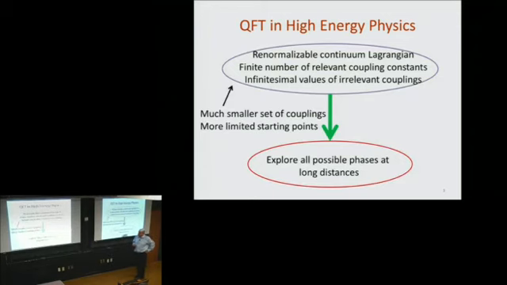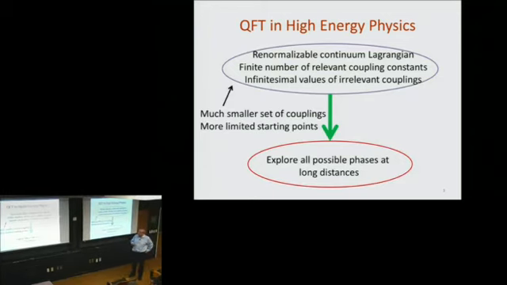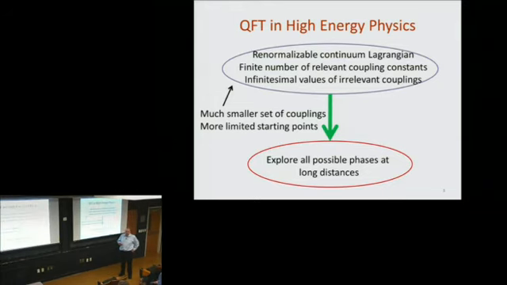So much smaller set of couplings, more limited starting point. But that means that if we get results, the results will be a lot more concrete, because we'll have results in a much smaller set of couplings. It's not that somewhere in the space of couplings we can find some phase. Instead, we'll have that phase in a very well-defined set of coupling constants, much smaller.